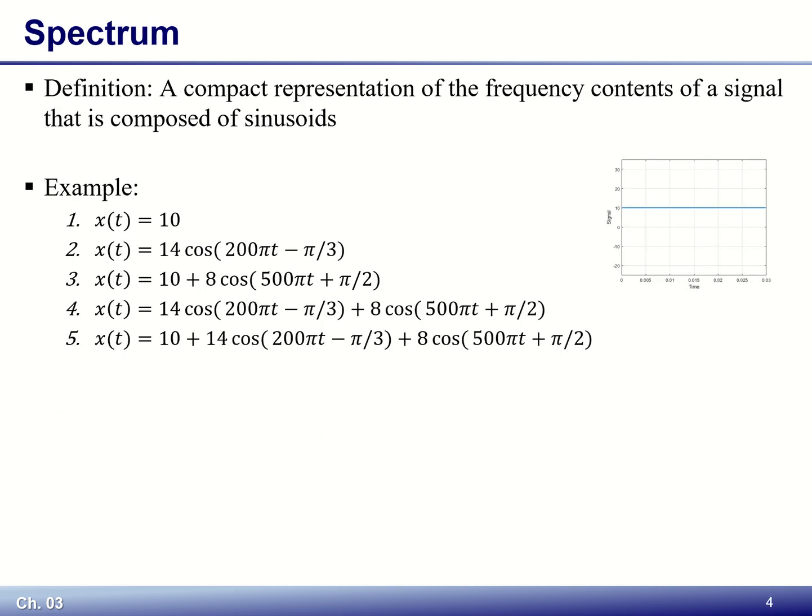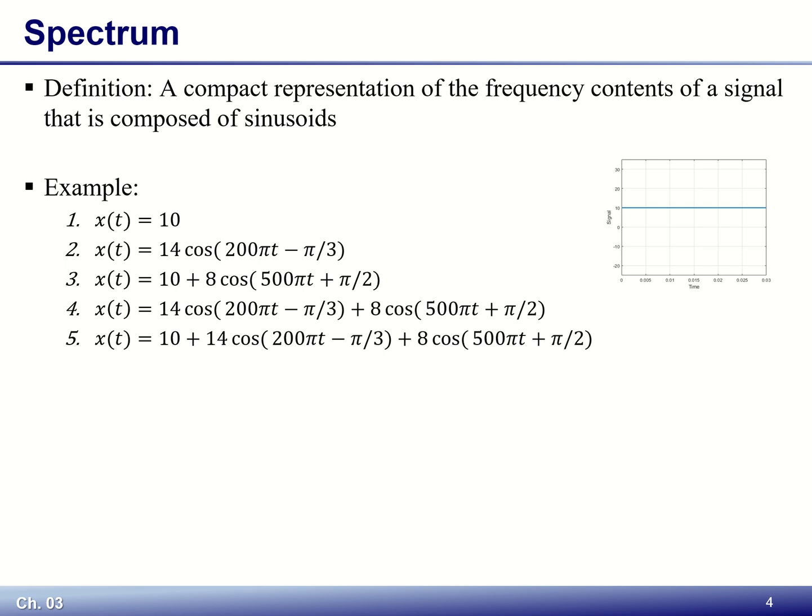Okay, let's look at this. There is a new concept called spectrum. Spectrum is a compact representation of the frequency content of a signal that is composed of sinusoids. It means that instead of expressing the time domain signal, we are going to express what frequency components and how much of each are included. Let me show you some examples and we will study the details next.